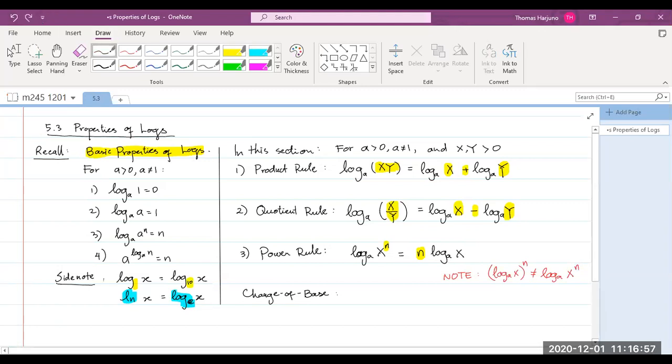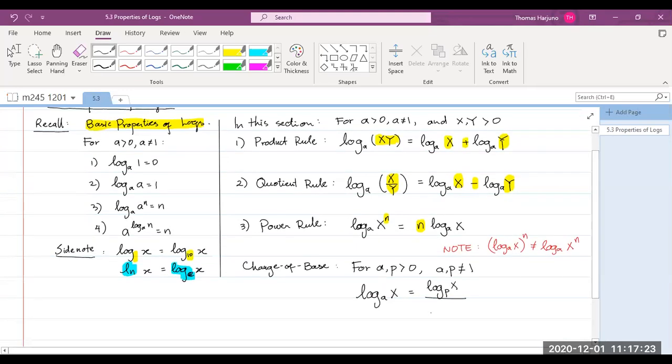Change of base, for A and P both positive and both not equal to 1: log base A of x is equal to log base P of x over log base P of A.